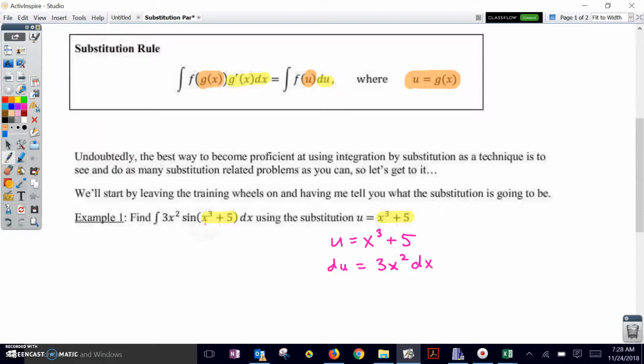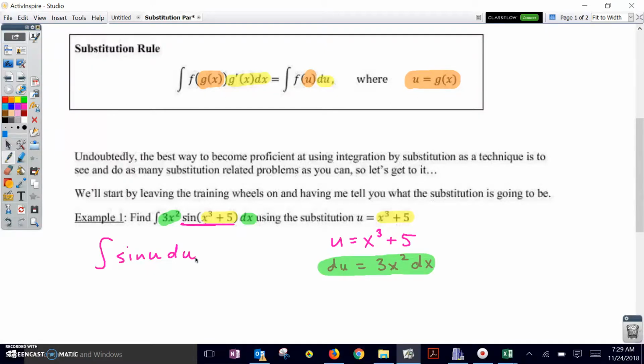First of all, we're going to replace this highlighted portion with a u. And so that's going to be the sine of u. It takes care of that whole piece there. Now notice everything else in here, we've got a 3x squared and a dx. That is exactly what is equal to du. So we're going to replace that with the du. And by making the substitution u equals x to the third plus 5, we've changed this integral into the integral of the sine of u du.